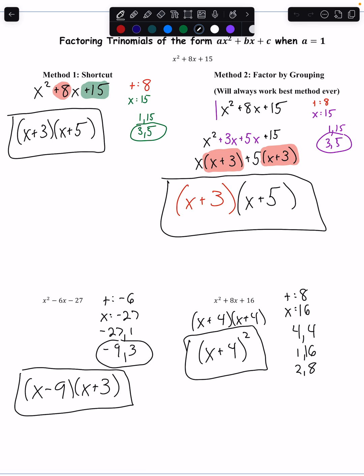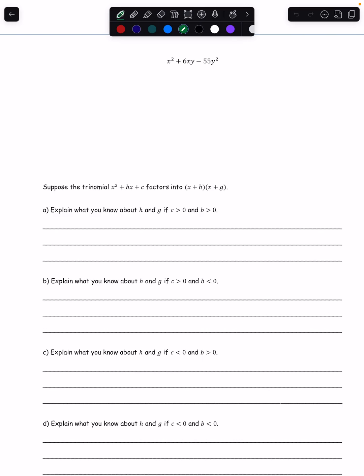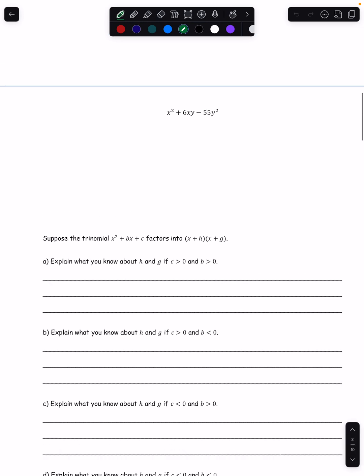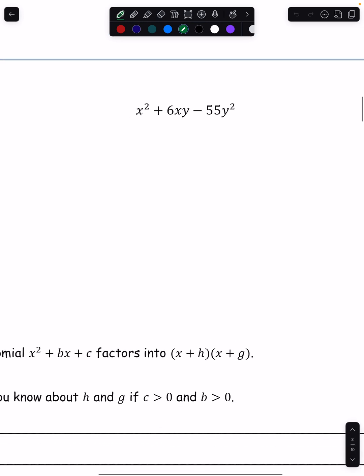So this is what we should have gotten for the next two. One important thing to note is that, yes, we have the same factor, x plus 4 times x plus 4 is the same thing as x plus 4 squared, but this is more simplified, so make sure you write it as x plus 4 squared. Let's go to the next page. So I want you guys to try this next one, the x squared plus 6xy minus 55y squared. It's not as bad as it looks, so pause the video and play it once you're done.